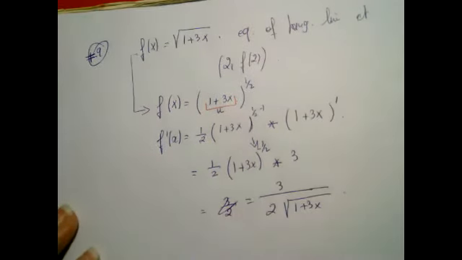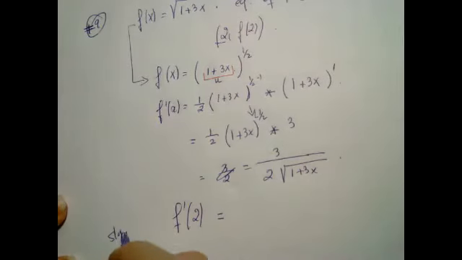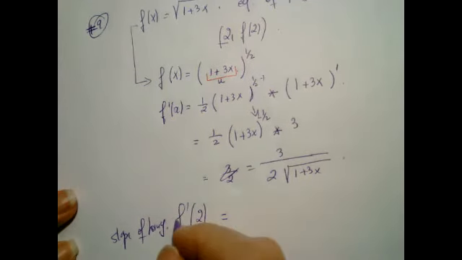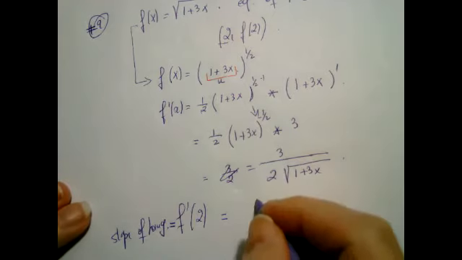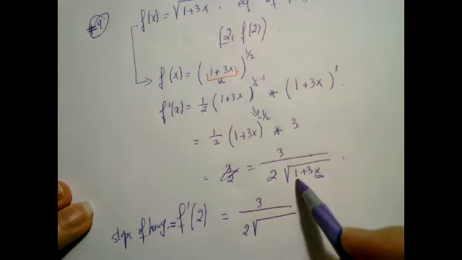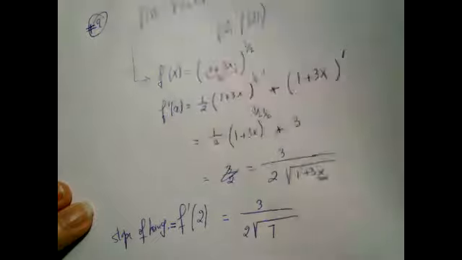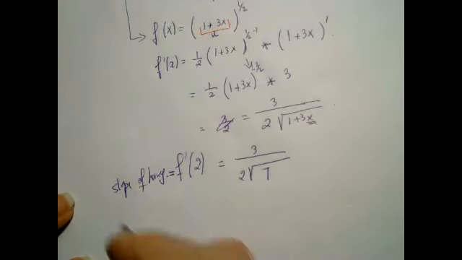Okay, now I need the slope at 2. So f prime at 2. So the slope of the tangent line, the slope of the tangent is the value that the derivative takes at 2. So it's equal to 3 over 2 times, I plug in 2 for x. I will have 1 plus 3 times 2, that's a 6. So it gives me 3 over 2 square root of 7. So that's the slope. Now I need the point.